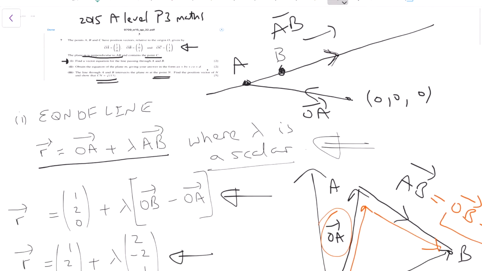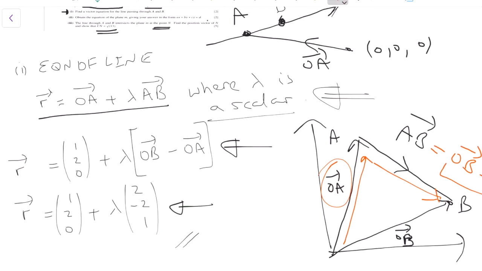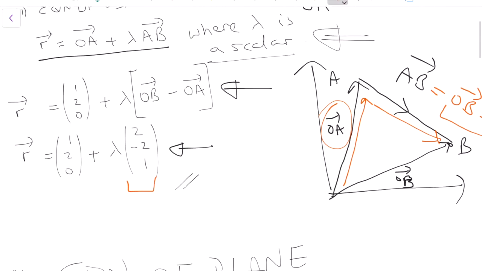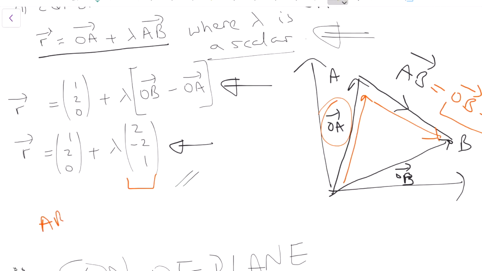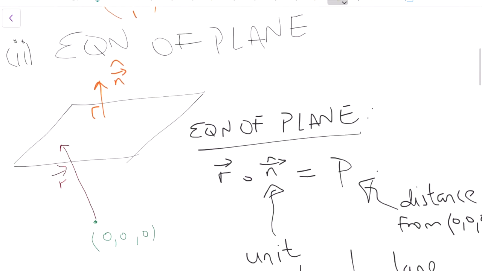Okay, so question 2 tells us to find the equation of the plane M, which contains point C and is perpendicular to AB. So we already know AB, which is that. So AB equals (2, -2, 1). So how do we find the equation of a plane?